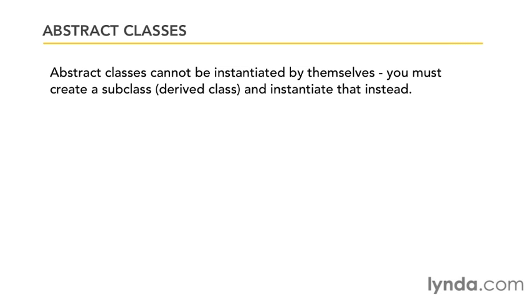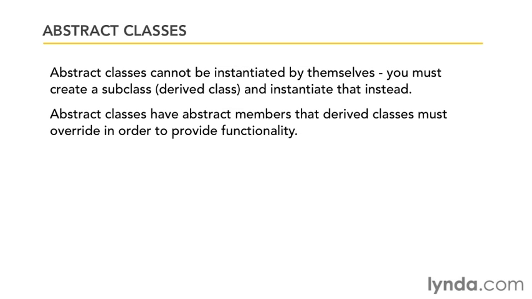In other words, you've got to derive a class from an abstract class and make that class instead. You can't instantiate an abstract class. Abstract classes have abstract members, and these are members that have to be overridden by subclasses in order to provide functionality. So, okay, why would you do this?